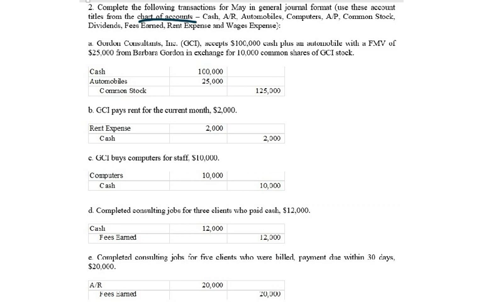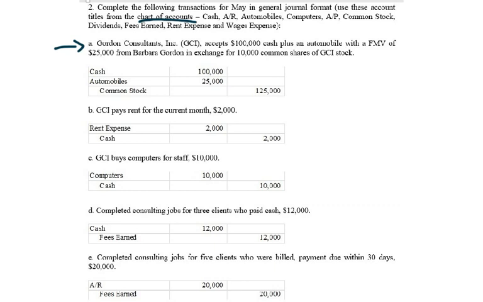All right, so part A covers, again, Gordon Consultants, Inc. CGI accepts $100,000 cash plus an automobile with a fair market value of $25,000 from Barbara Gordon in exchange for 10,000 shares of CGI stock. This should sound similar to the last one, because the other one had everything in accounting equation form, and I took the same examples and converted them to general journal form. So if it feels similar, it is, and that's the way I designed it. And so this will look like so.